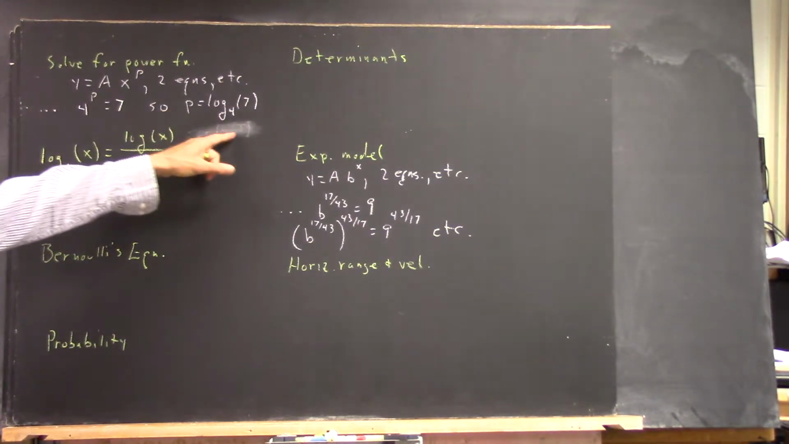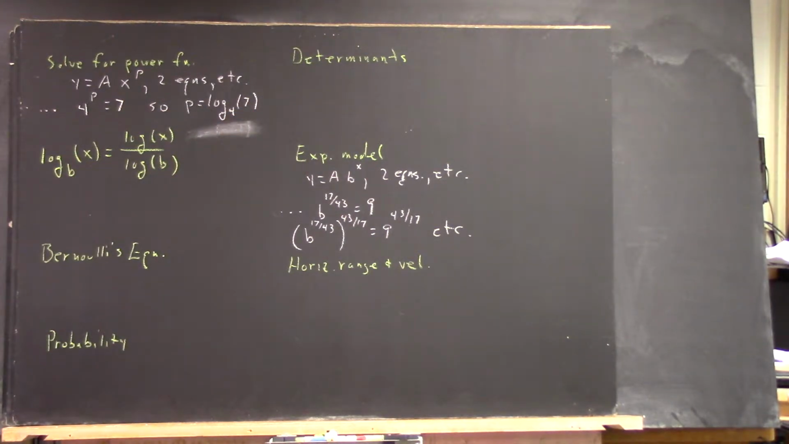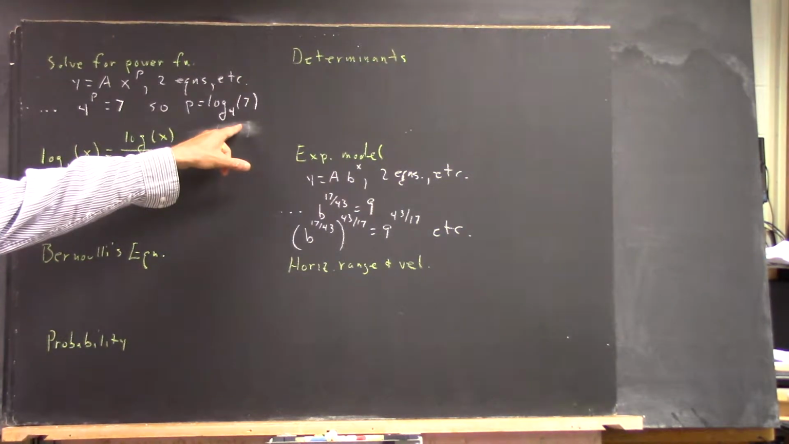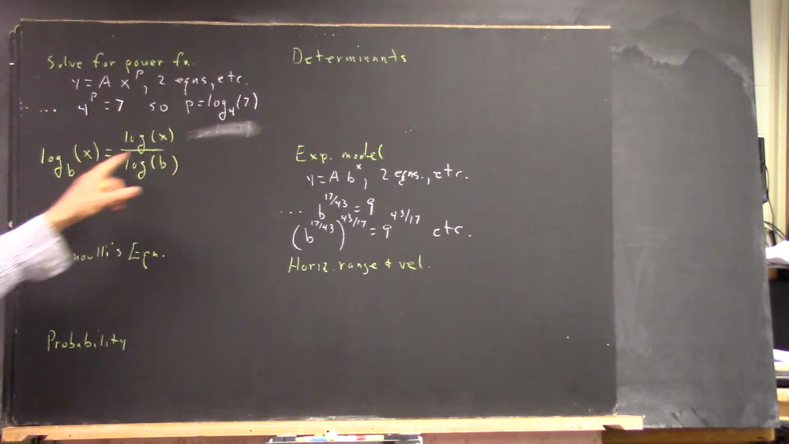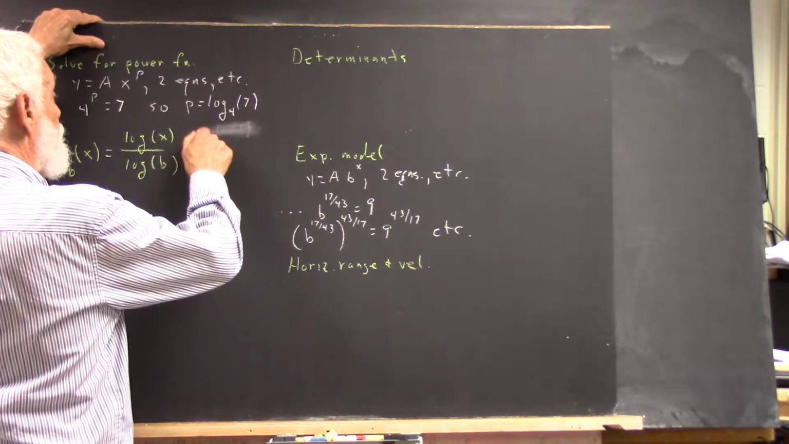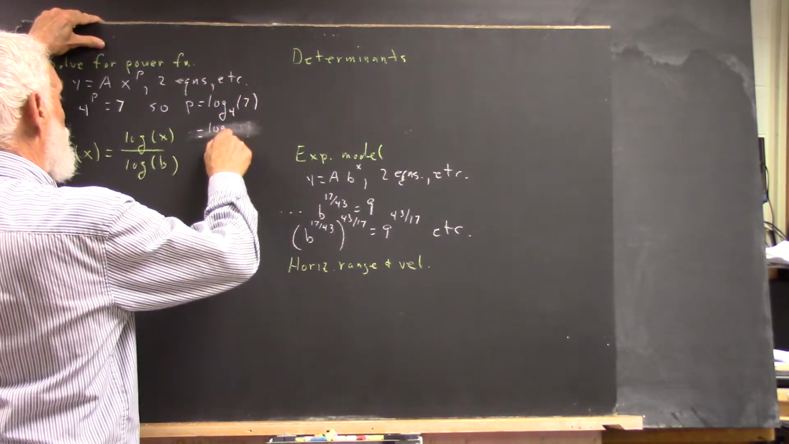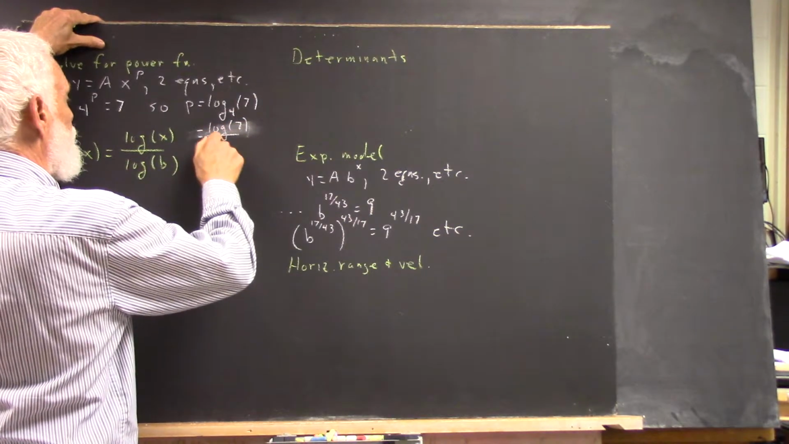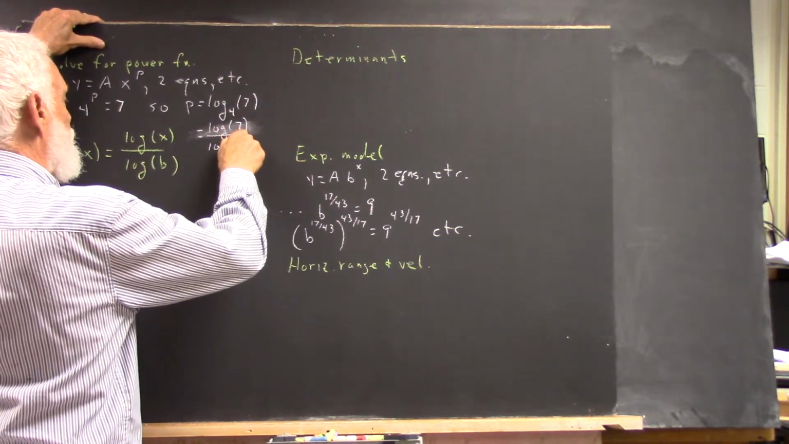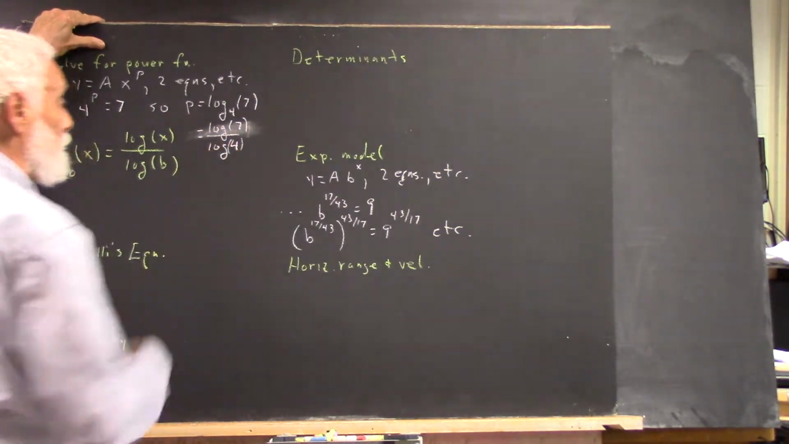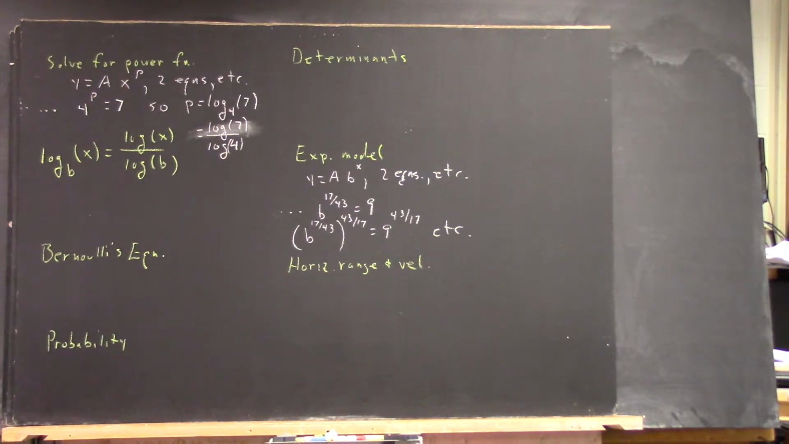Okay, what's log base 4 of 7? Well, this says what log base b of x is, right? Log of 7 over log of 4. Yeah, b is 4, and x is 7. So this is log of 7 divided by the log of 4. That's how you relate different logs.